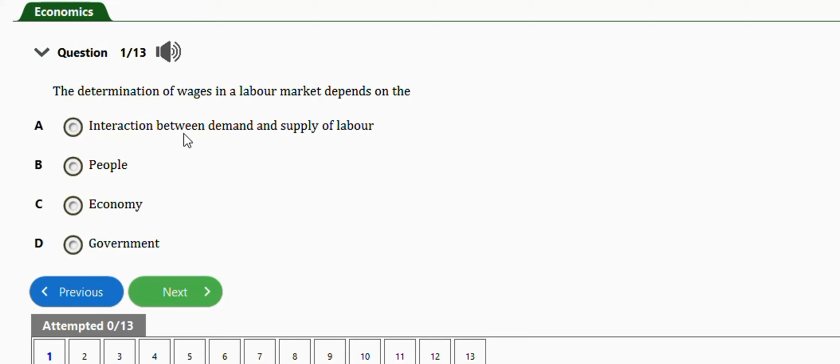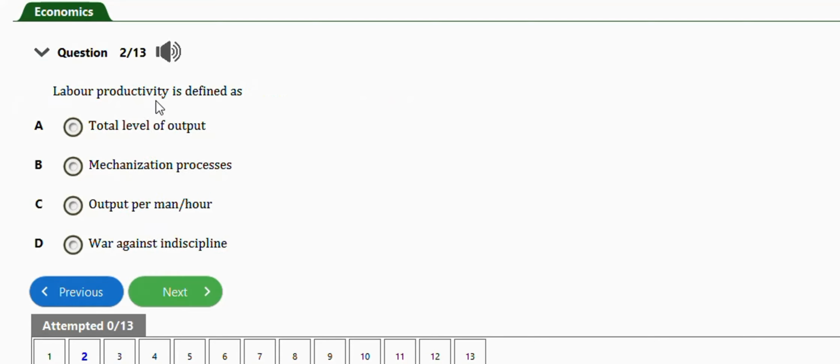the interaction between demand and supply of labor, people, economy, and government. So the right answer is option A, interaction between demand and supply of labor. That's it. Next question is this one. It says labor productivity is defined as we have total level of output, mechanization processes, output per man per hour, war against indiscipline. The right answer is option C, output per man per hour. Okay, next question is this one.